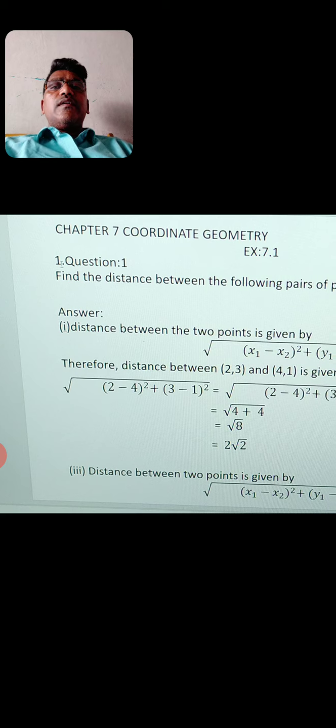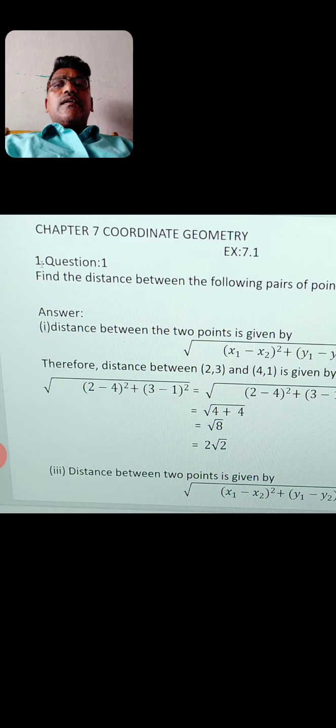You see here, I will try to explain one sum here. Now we are going to start chapter 7, coordinate system, exercise 7.1. Here three questions are there, I think, and all are the same. You are going to find the distance between the given two points.